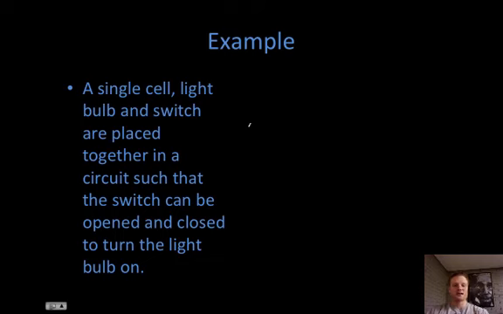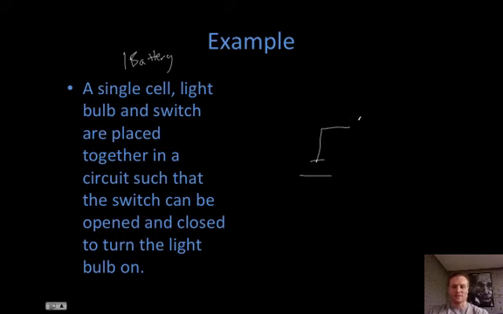It says a single cell, which basically means one battery, a light bulb and a switch are placed together in a circuit such that the switch can be opened and closed to turn the light bulb on. So how would I draw that? Well, let's start with the battery. I'm going to draw a big line and a little line, and then start to draw a wire. You can make it go in any shape you want, circular, triangular, whatever, but I typically go kind of in a box. So I drew the battery, there it is.